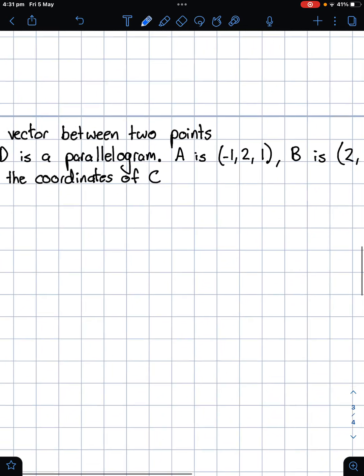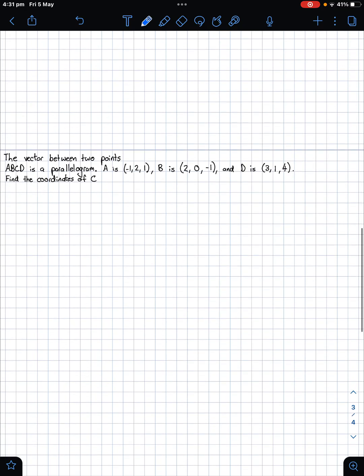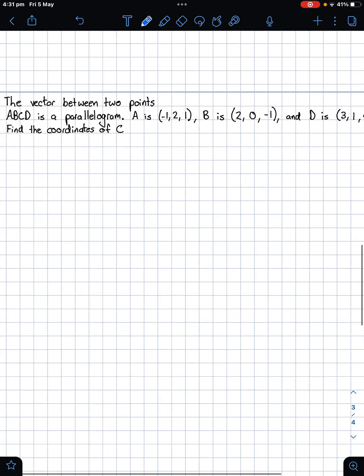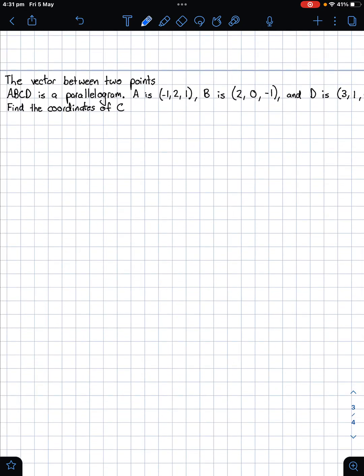Now, final example question. We're looking at a parallelogram. So with this one we've got to be really careful with how we draw our parallelogram. I'm wondering whether this app will let me draw a parallelogram. No, it doesn't look like it. Let me try one more time just in case it comes out. No, just a rectangle. Okay, so I'm going to have to draw these.